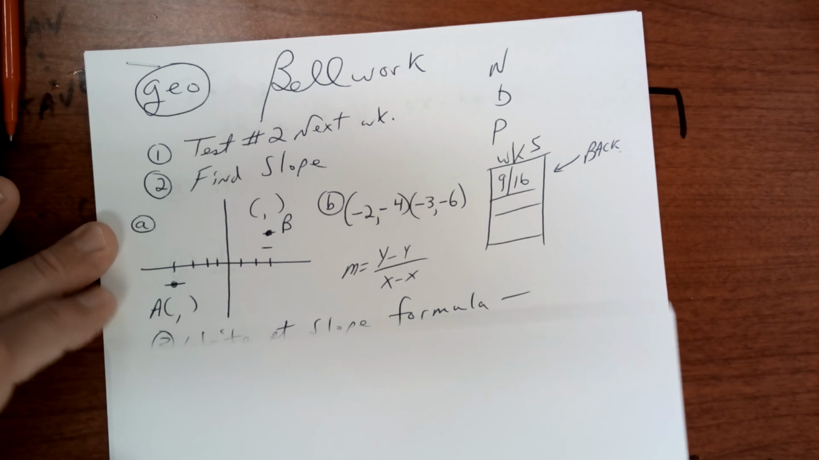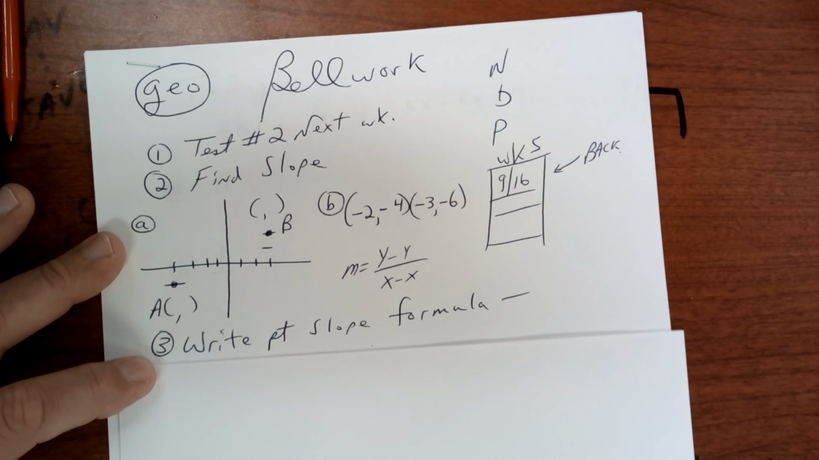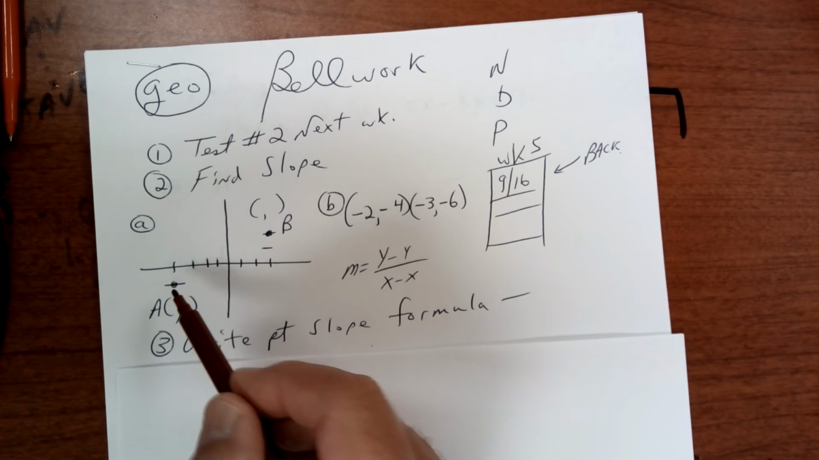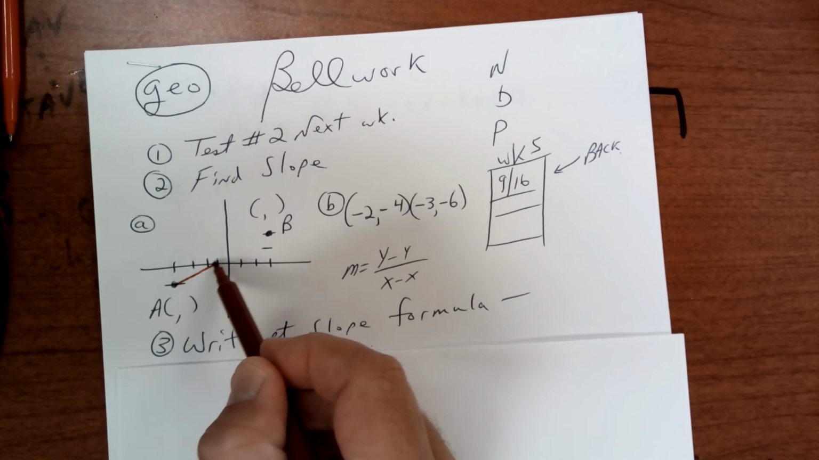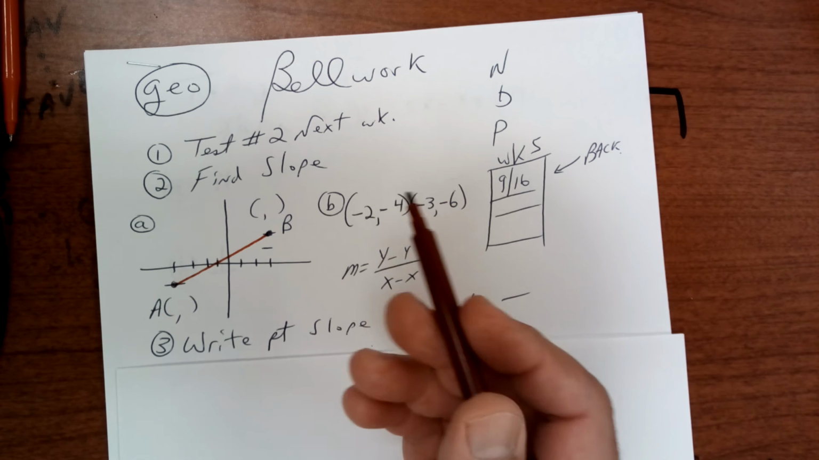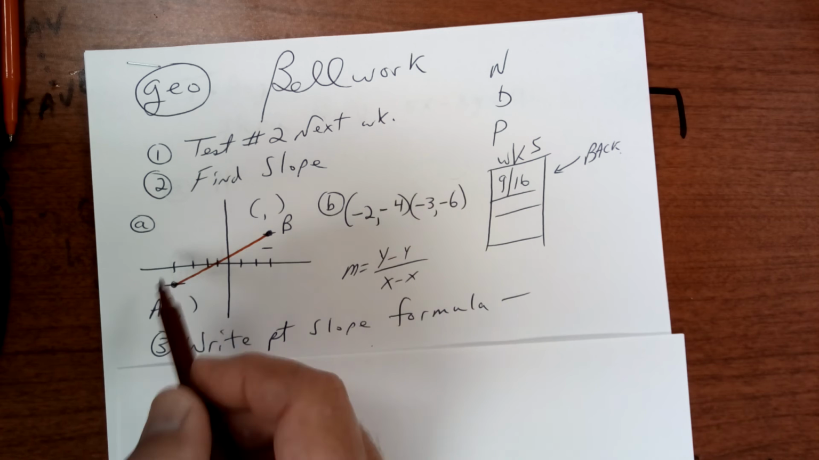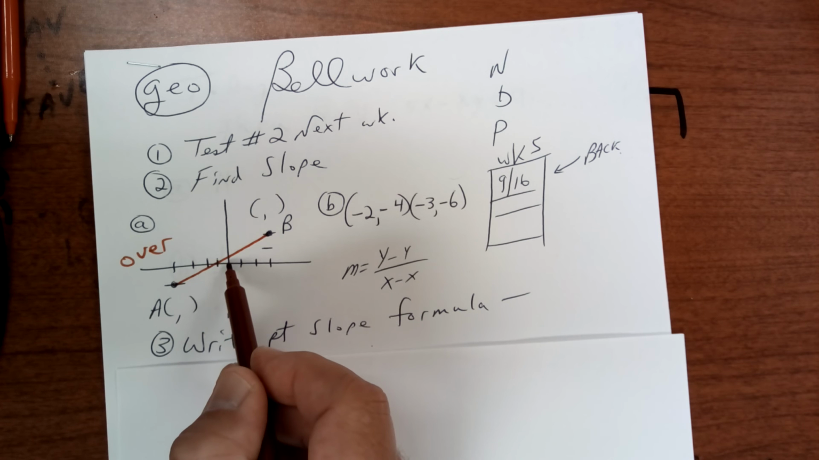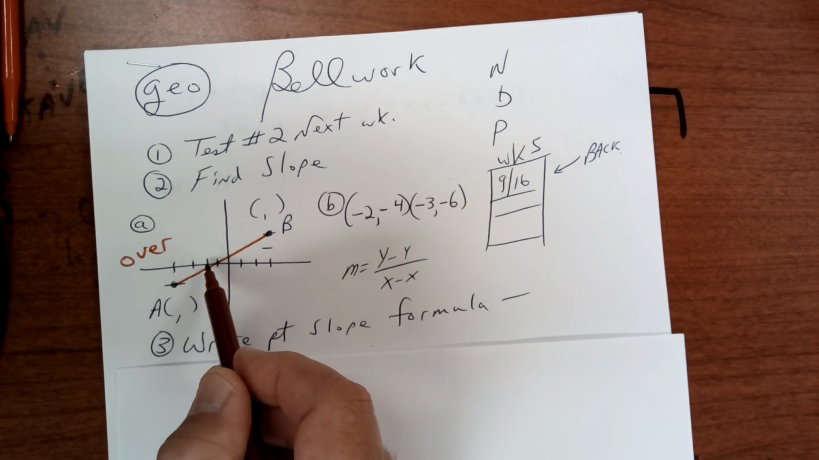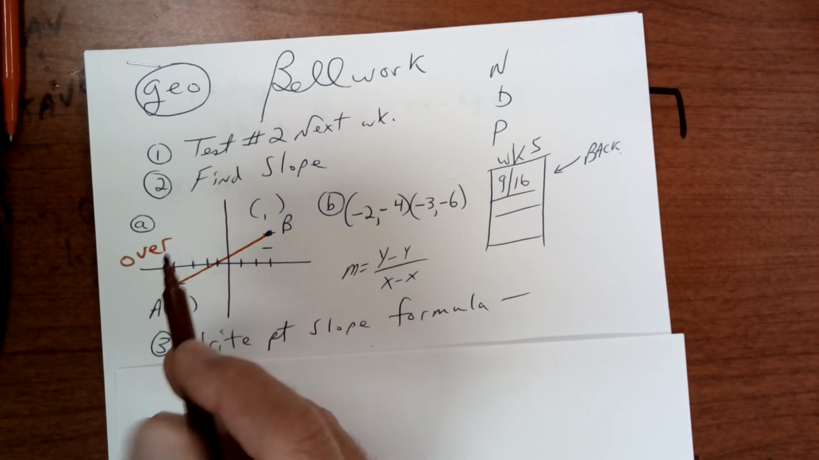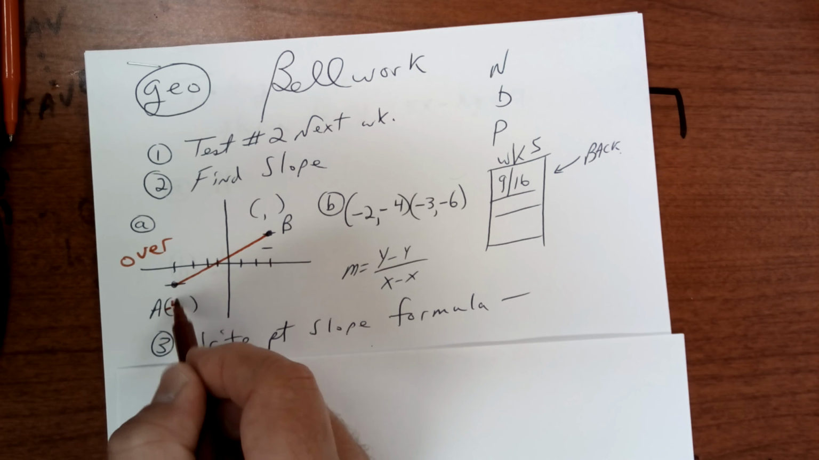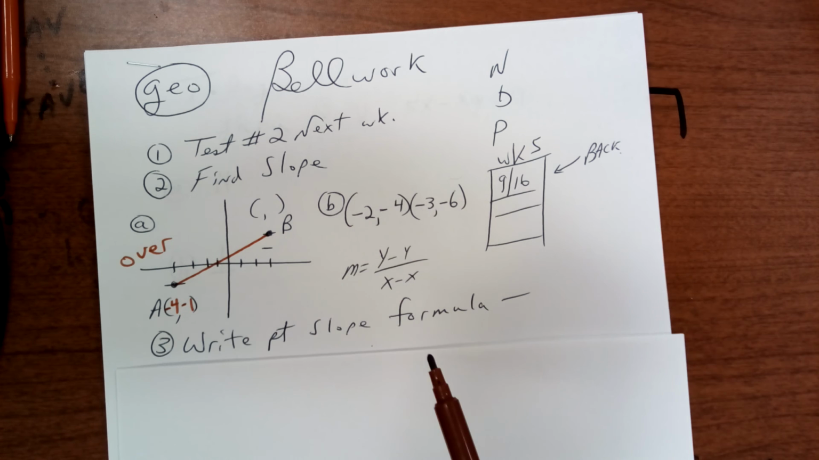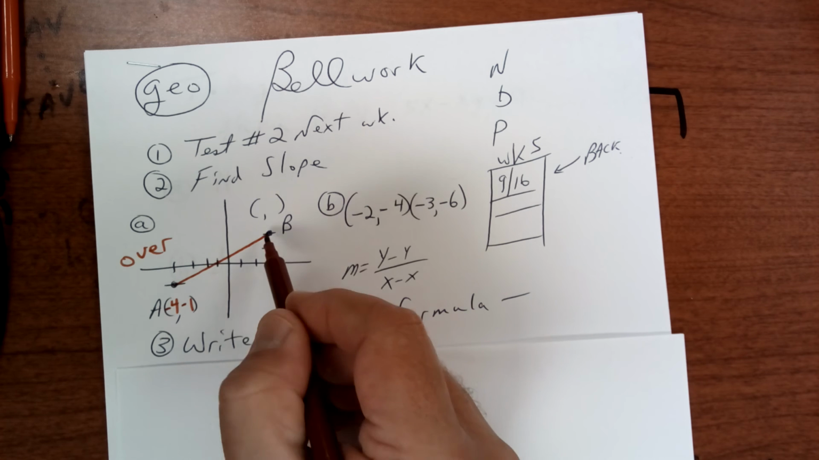Find the slope. Well, in order to find the slope, you have to first identify where these points are. Now, obviously, this one is going up, so that's a positive. And remember, it's over first. So you start at the middle, which is the origin. 0, 1, 2, 3, 4, but that's a negative 4 because you're going to the left. And then you're going down 1, so that's a negative 1. And then right here, it looks like over 3 up 2.